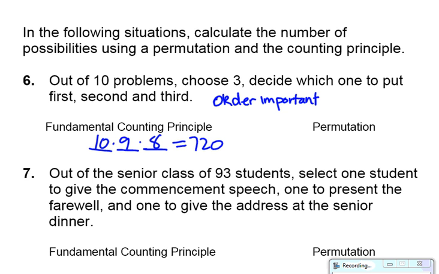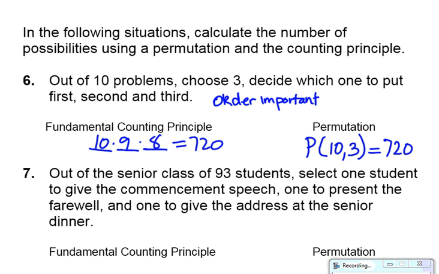Then for a permutation, we'll do it like we do it on a calculator. It'll be a permutation, and it's going to be 10. So I have 10 choices, and I'm going to choose 3 of them. And because I use the P for permutation, that means that the order is important. So if you put that in your calculator, you should also come up with 720 for my answer.